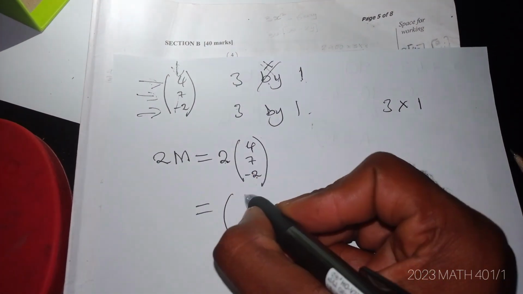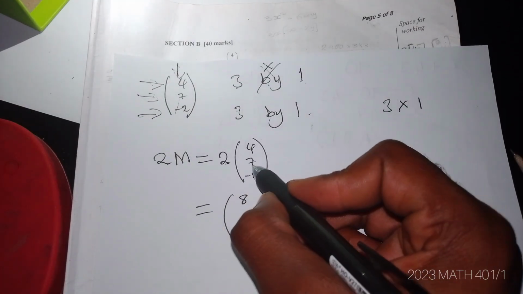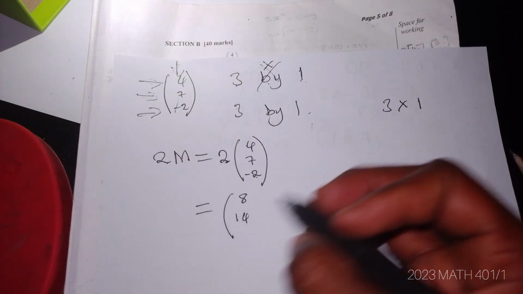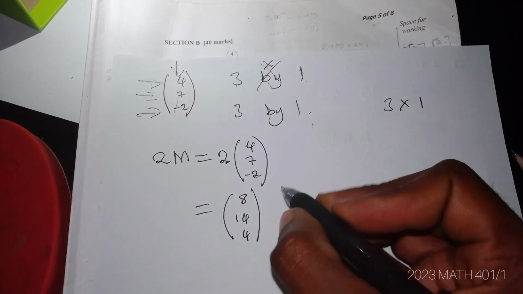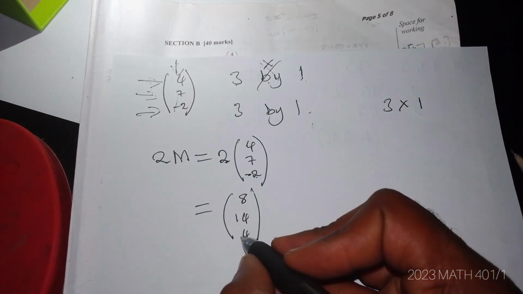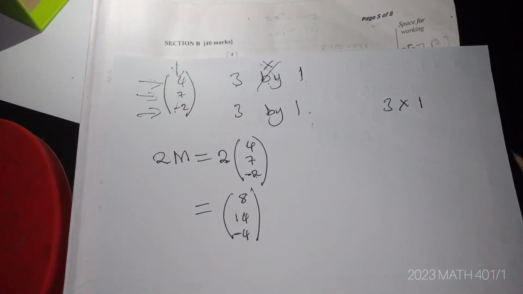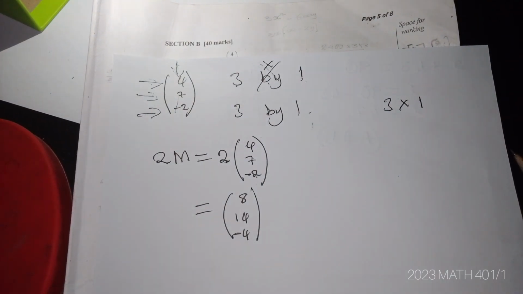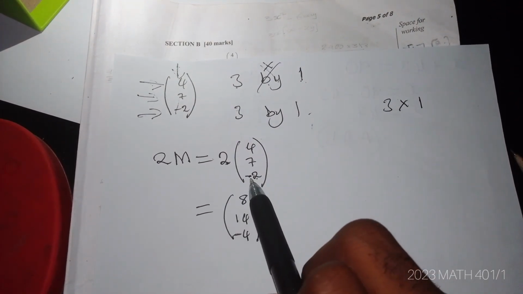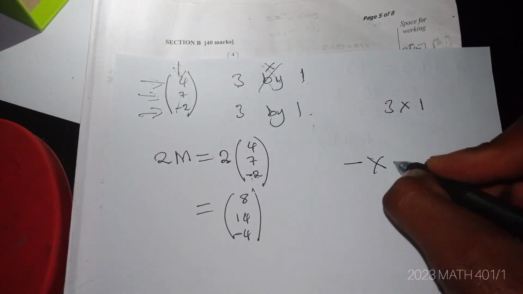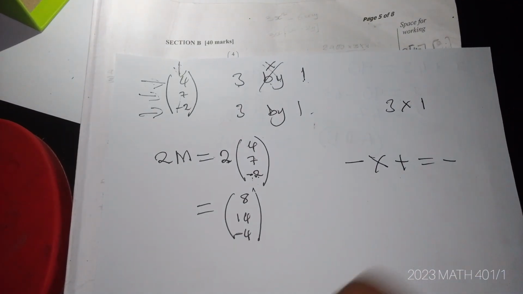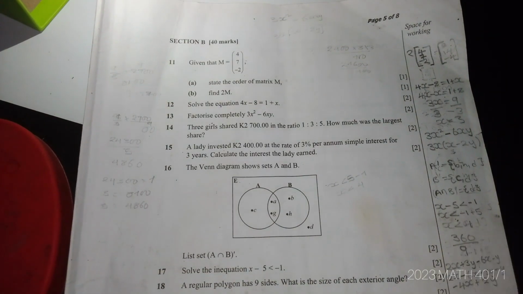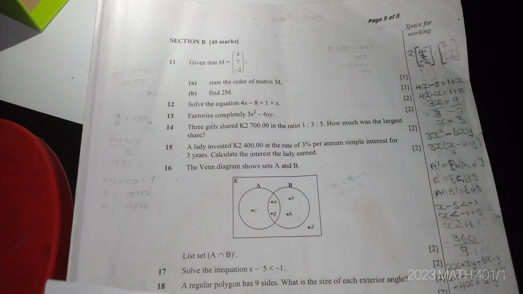So 2 times 4, that's an 8. 2 times 7, that's a 14. Then 2 times minus 2, that will be a 4, but of course this is negative, so it will be a negative 4. Remember, when you are multiplying numbers, you are also multiplying their signs. This is positive, this is negative, and negative times positive is negative because these signs are different. So you are done with question 11. We move on to question 12.